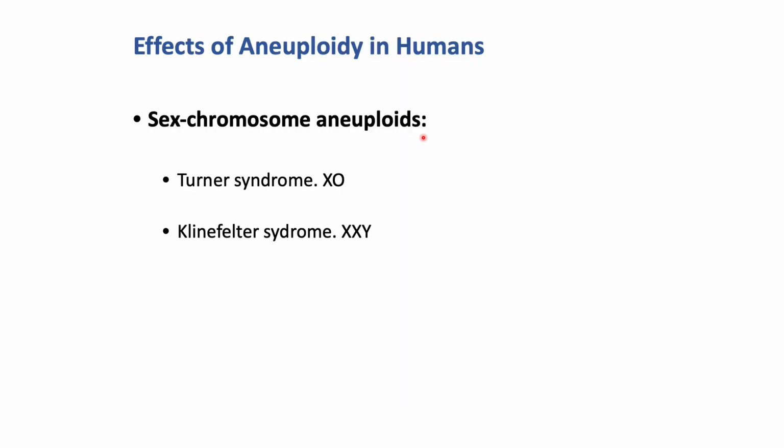So aneuploidy in humans can lead to several abnormalities. For example, in the case of sex chromosome aneuploids, one example of a condition is Turner syndrome, where the female is born with only one copy of the X chromosome. This is the loss of a single chromosome, so it is monosomy, which is 2n minus 1. In Klinefelter syndrome, a male is born with an extra X chromosome. So it is 2n plus 1, and this is an example of a trisomy.